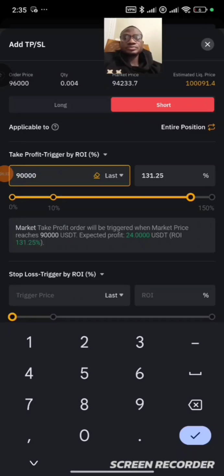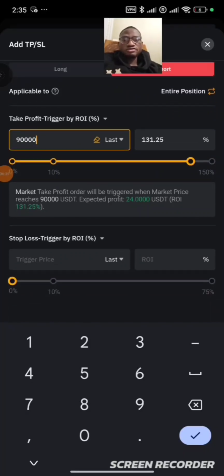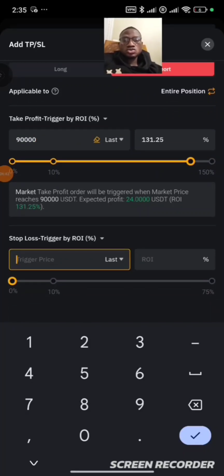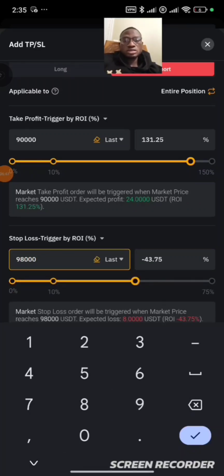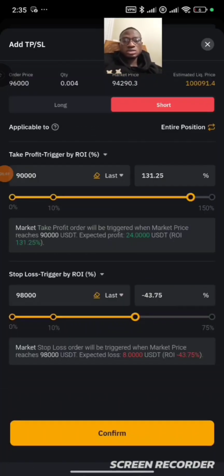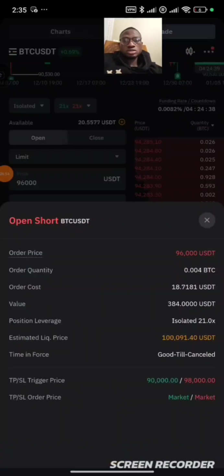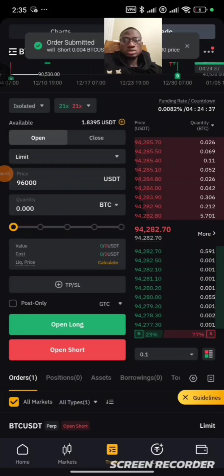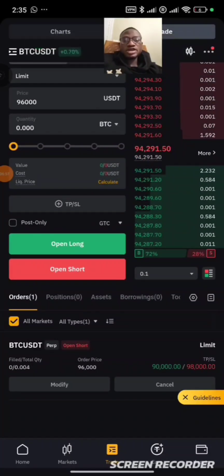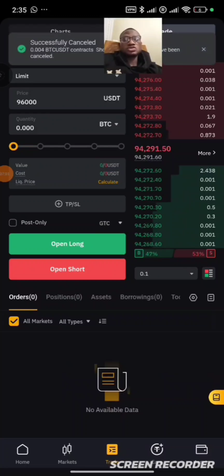Once price gets to 90,000, you can see that point. So we have 94, and once price gets to 90,000. My stop loss, since I'm shorting, let's just put maybe 98. And then I can click on short. You can see that price is being pinned at that price. So I can cancel that one also.